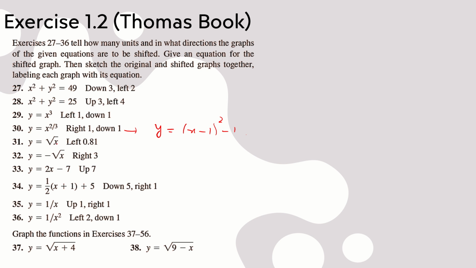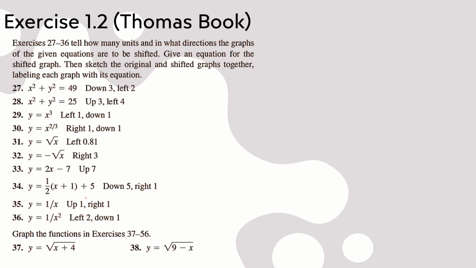Similarly, y is equal to under root x, that is shifted 0.81 to the left. Right, so if this is shifted to the left, so what would happen? y is equal to under root (x minus 0.81). Keeping in mind the domain will be changed, and so on. You can do all of them.